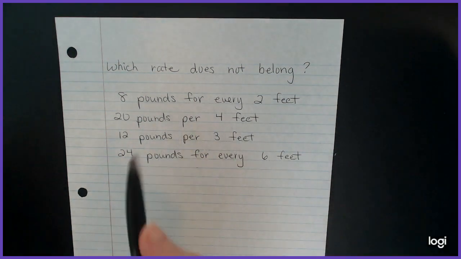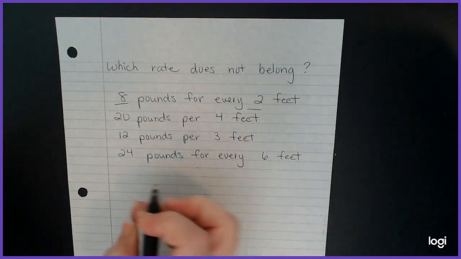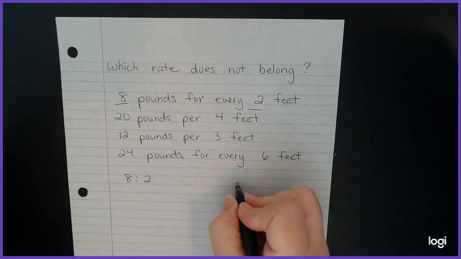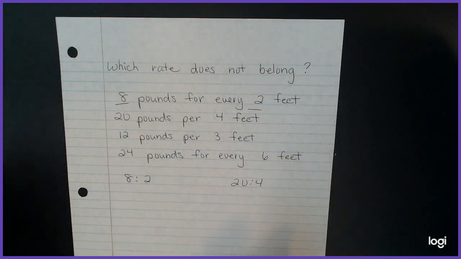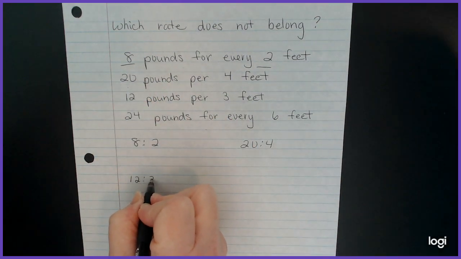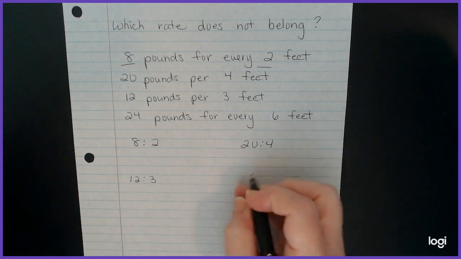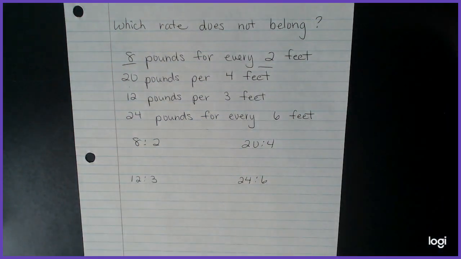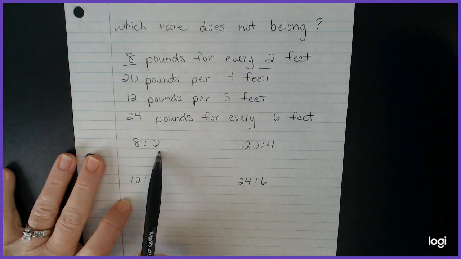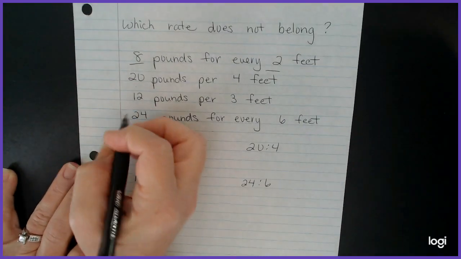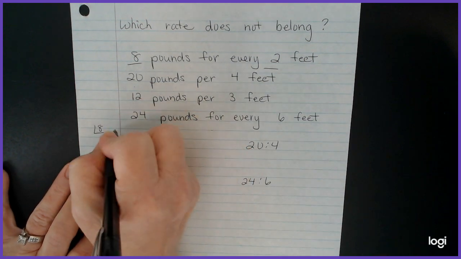Well, what I would probably do is look at my rates, and I have here 8 to 2. I have here 20 to 4. The next one I have was 12 to 3, and I have 24 to 6. Now, some of you that know your math facts already can see which one doesn't belong. The rest of us are going to have to kind of look to solve these. What I would do is look at my ratio and simplify or reduce it. We remember how to do that. Some of us do our little ladder method, which is fine if you want to do that.